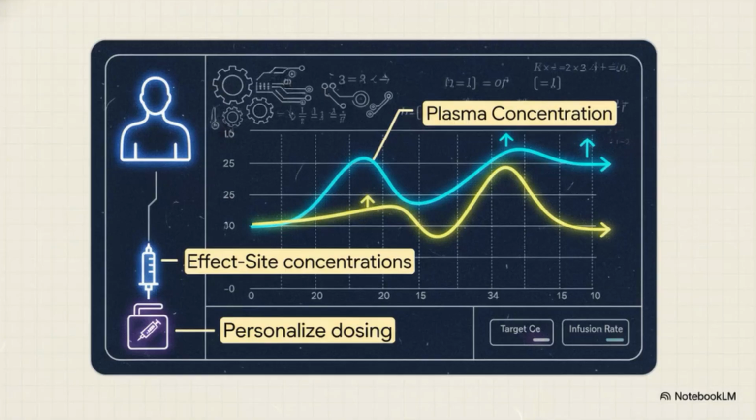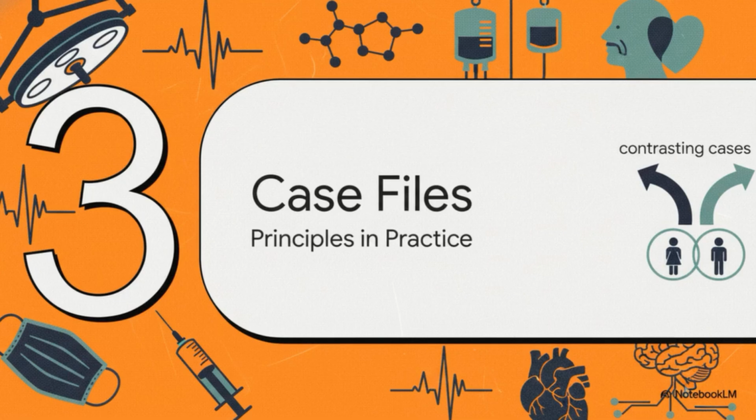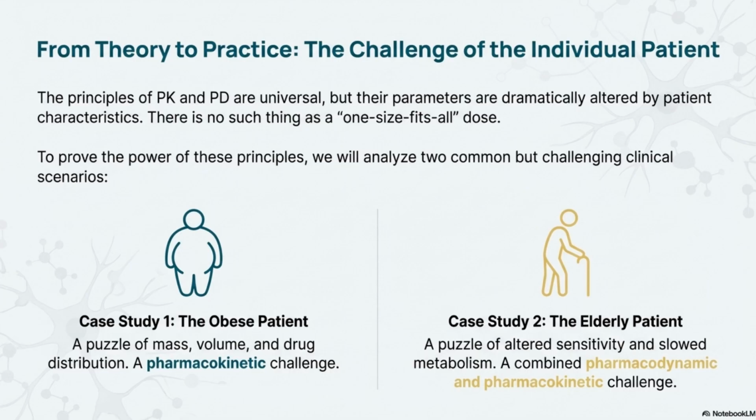Okay, we have laid all this theoretical groundwork. Now we have to move into the clinical reality where the population models start to break down and we have to individualize. This is where the art meets the science. Let's start with perhaps the most challenging demographic to dose correctly, the obese patient.